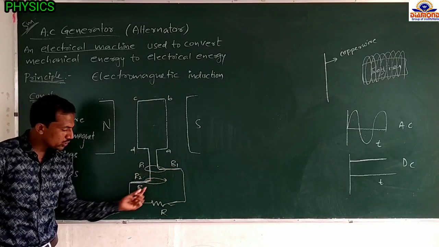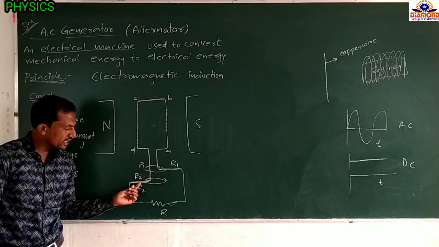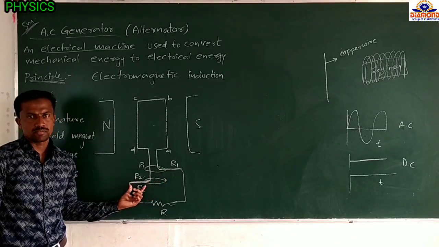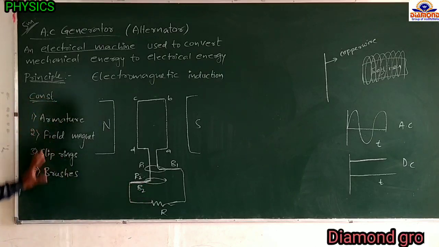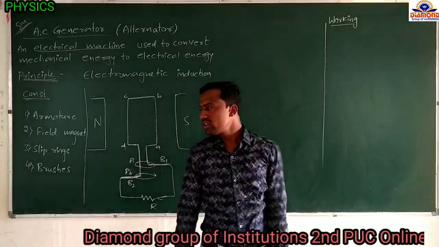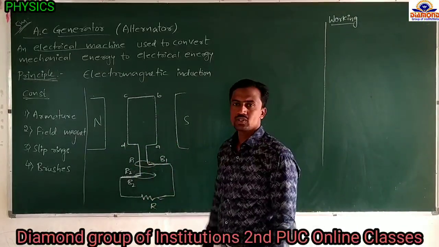B1 and B2 are the two flexible metal brushes. They are connected to the rings and they are tightly fixed. Okay, this part is construction. Next one is working: how this coil will work, or how the AC generator works.